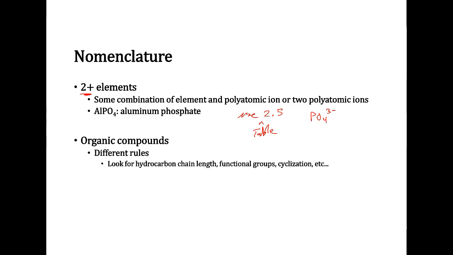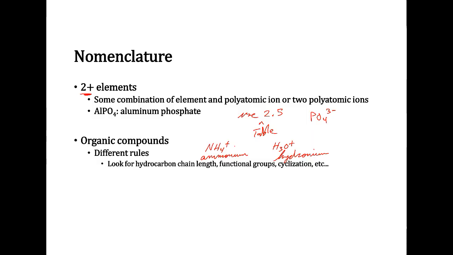One of the things that you should note is that there are polyatomic cations, but the most common ones that we'll use would be NH4+ and H3O+. NH4+ is called ammonium, and then H3O+ is called hydronium. Okay, but otherwise, let's think about this.